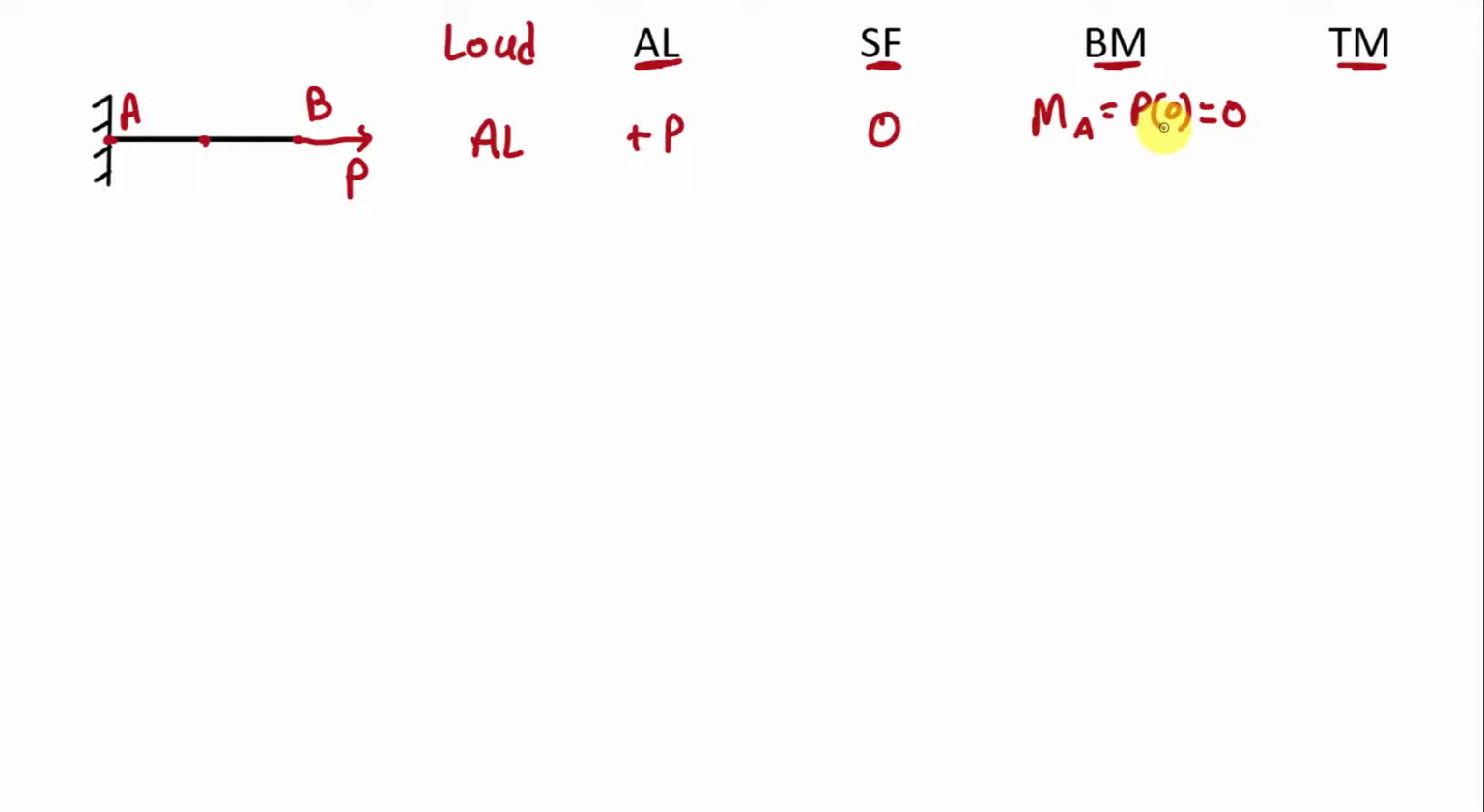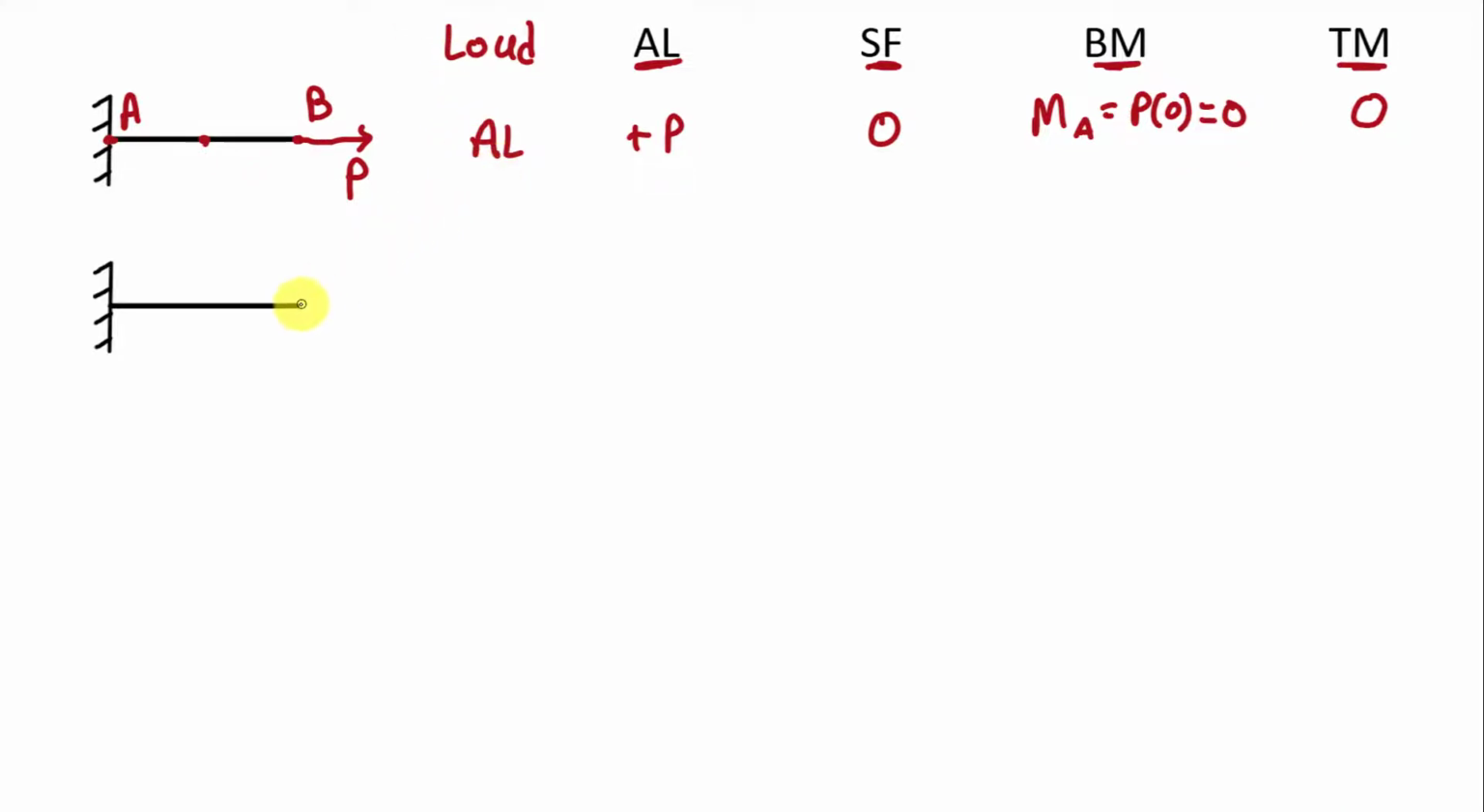And I have also told you to remember that moment about transverse axis produces bending moment in the body and moment about longitudinal axis produces twisting moment in the body. Here there is no moment in the body, so value of bending moment and twisting moment will be 0.